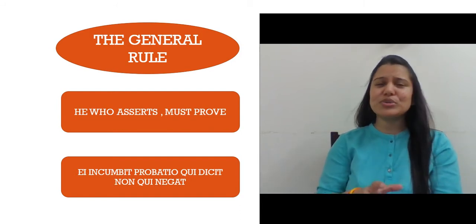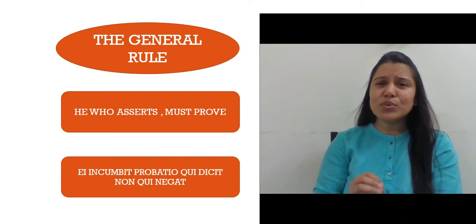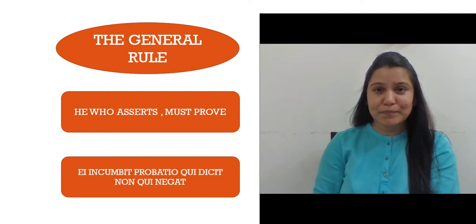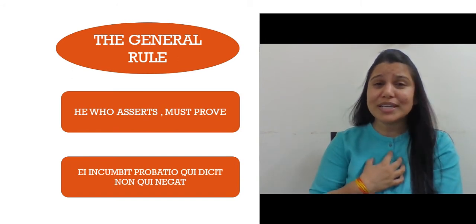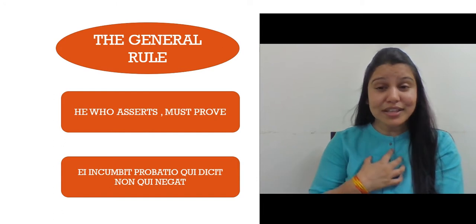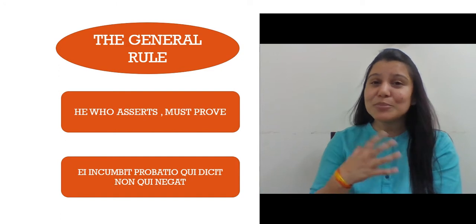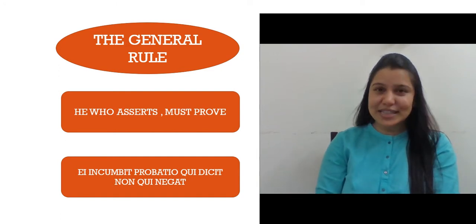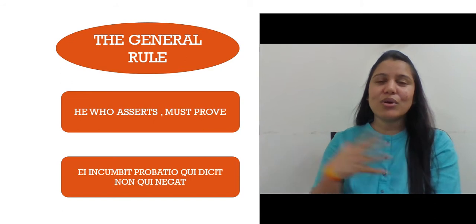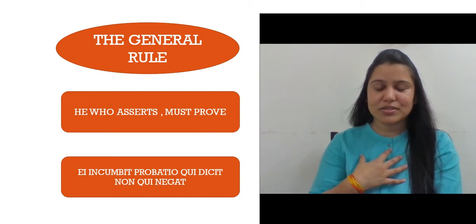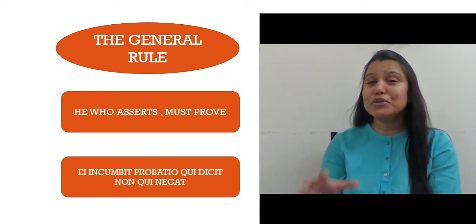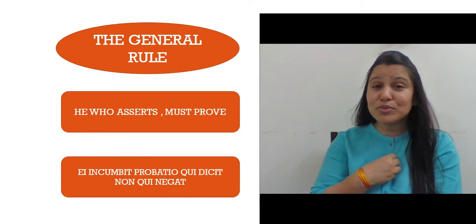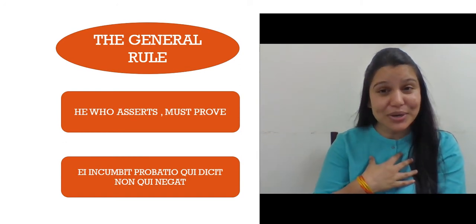Now, the general rule states that he who asserts must prove. If I am in the court and I want to prove something and I assert that fact, then the burden of proof lies on me to prove that fact because I am asserting it. If I am saying that B caused grievous hurt to me, then if I assert that fact, the burden of proof is on me to prove that B had caused that grievous hurt.